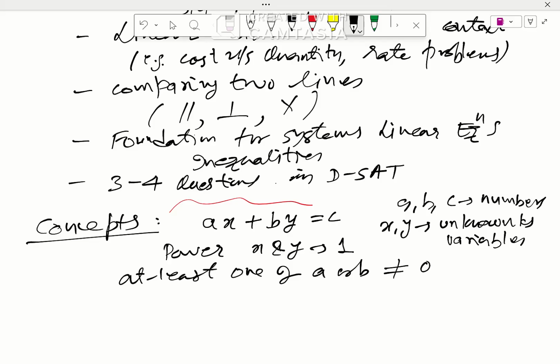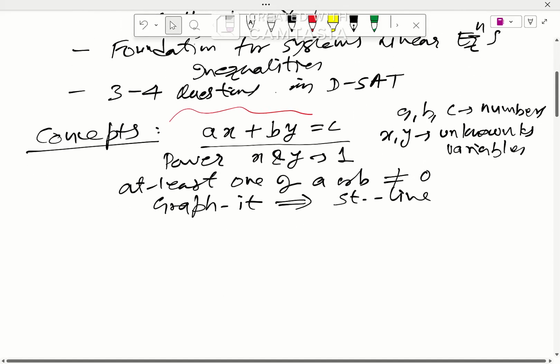Once we have this equation, if we find certain points on it and try to graph it, how will it appear? It will appear as a straight line. So this is the basic concept of a linear equation in 2 variables.